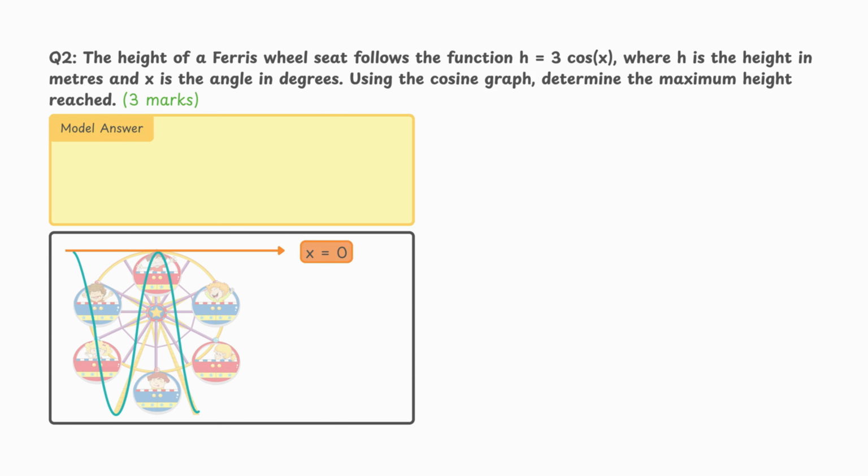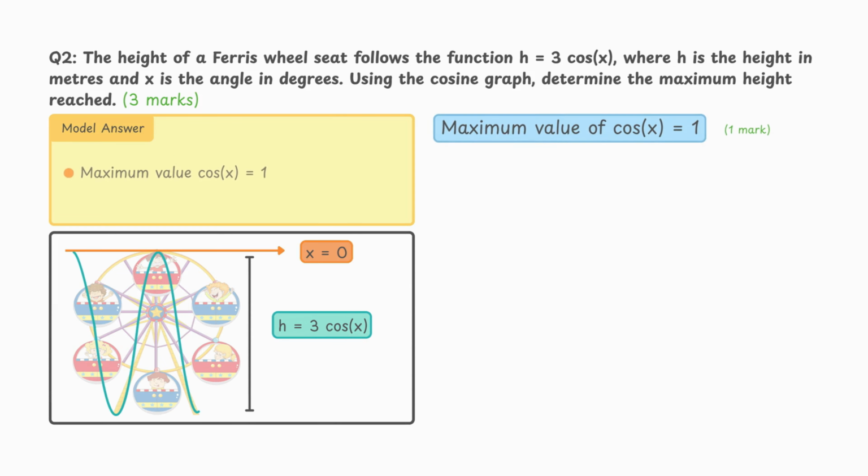Now take your time and think carefully about what this question is asking. We are given the function h equals 3 cosine x. This means the height of the Ferris wheel seat depends on the cosine of the angle, and then it is multiplied by 3. Now, the key idea here is to remember the cosine graph. We know that the cosine graph has a maximum value of 1. This is the highest value that cosine x can ever reach. So no matter what the angle is, cosine x will never be greater than 1.